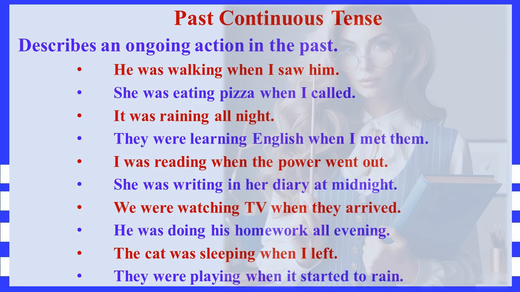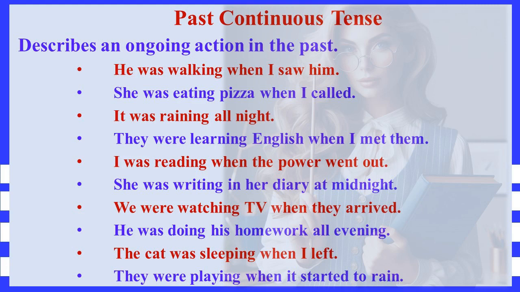Examples. He was walking when I saw him. She was eating pizza when I called. It was raining all night. They were learning English when I met them. I was reading when the power went out. She was writing in her diary at midnight.